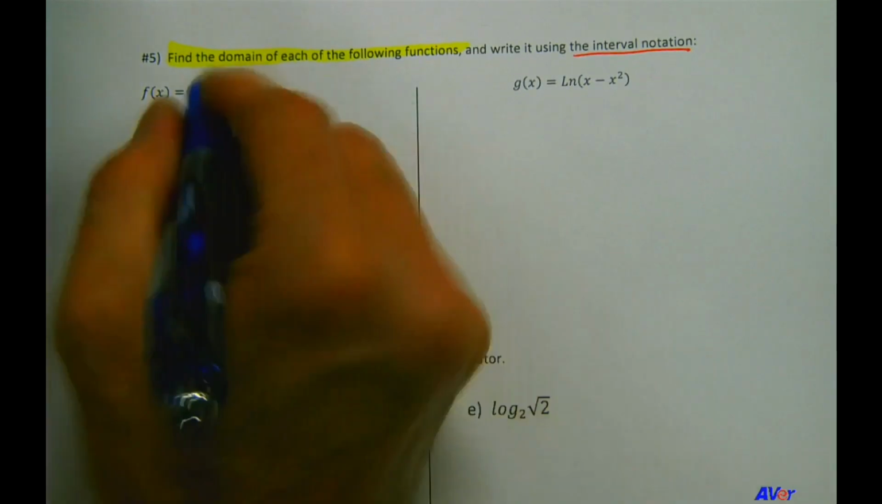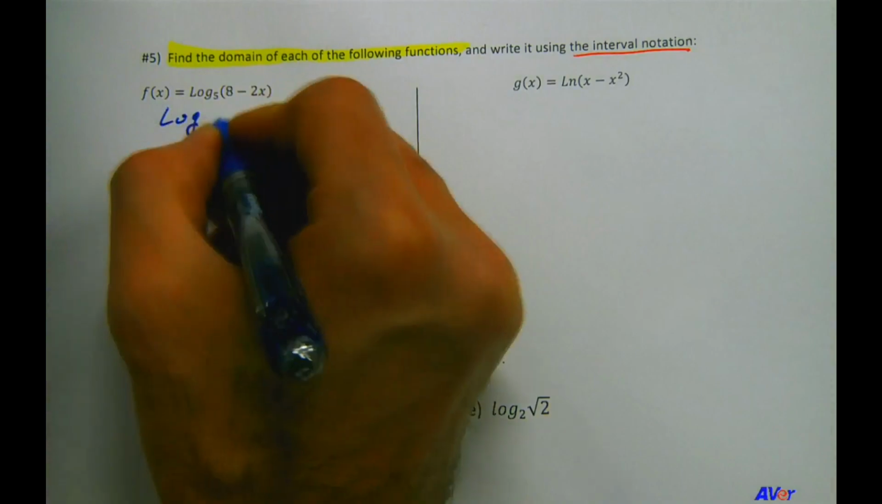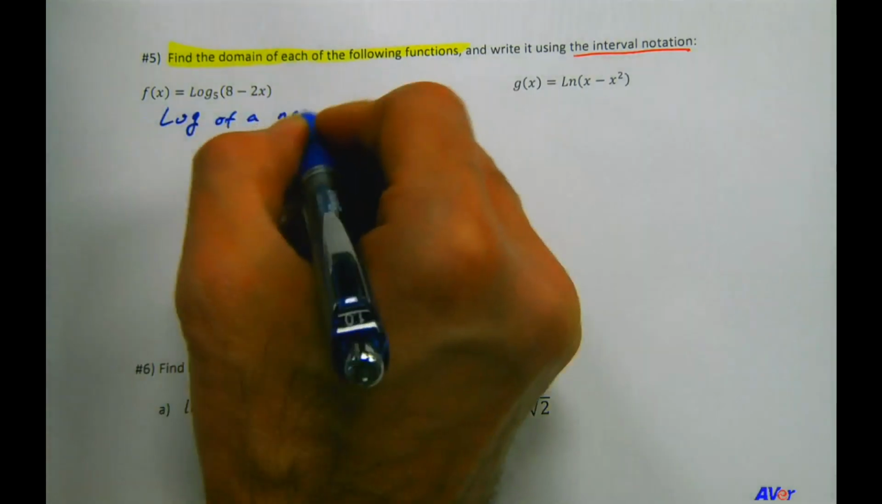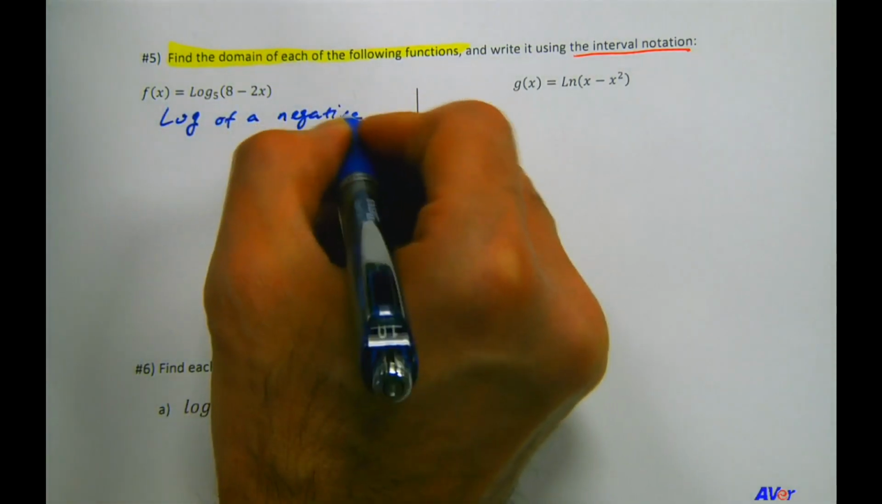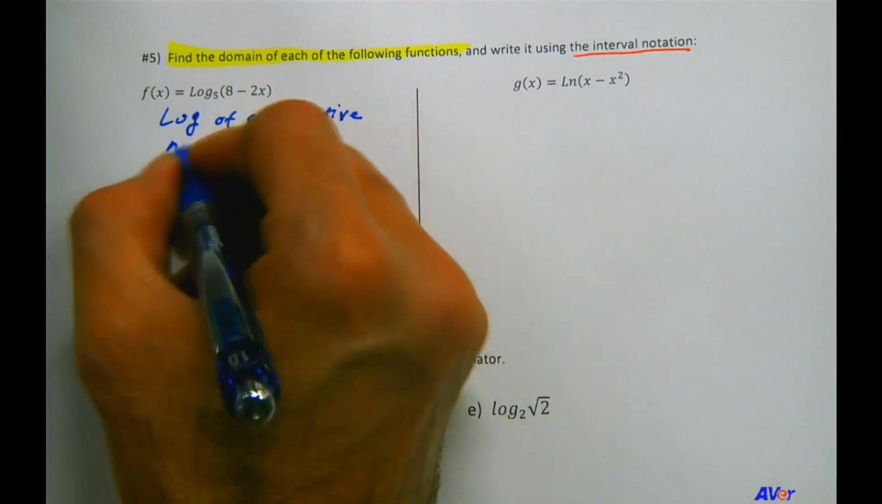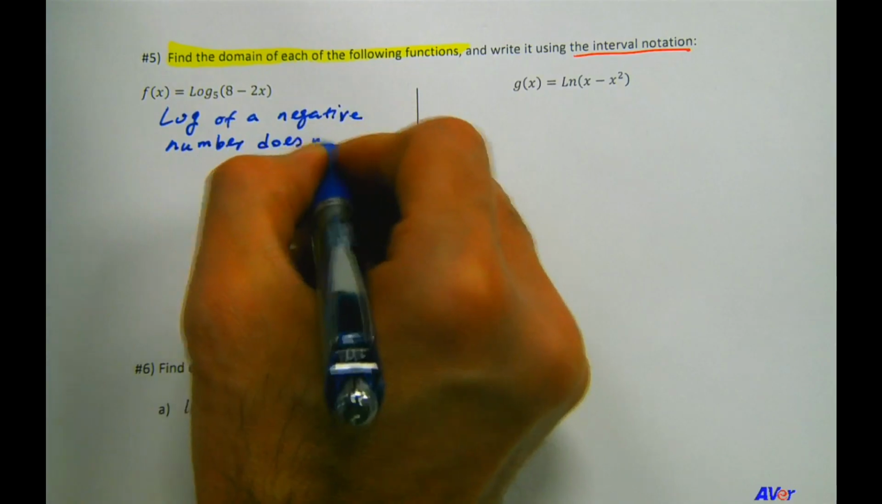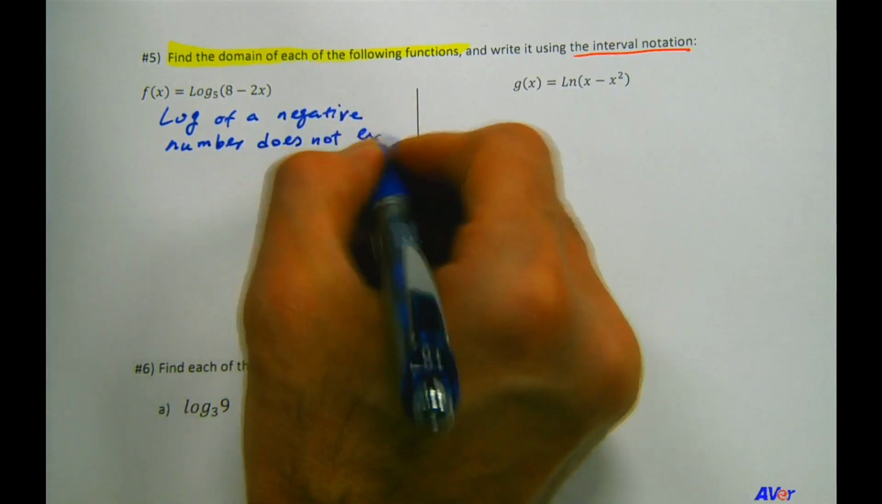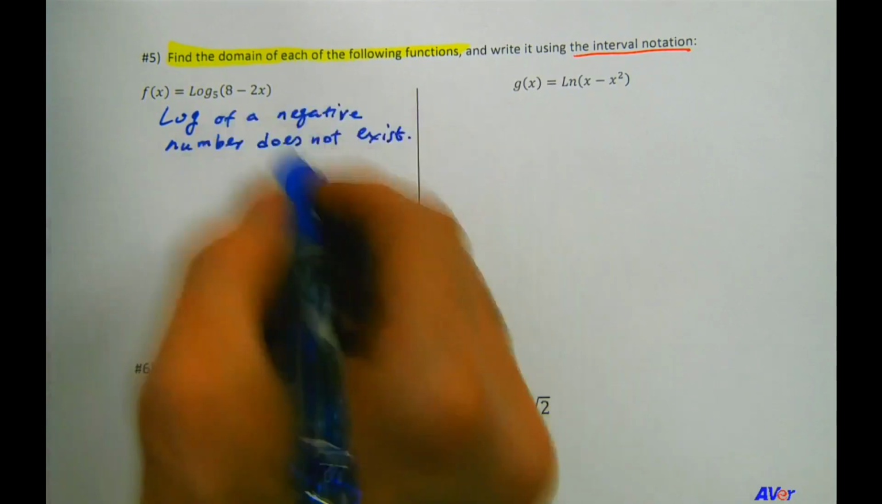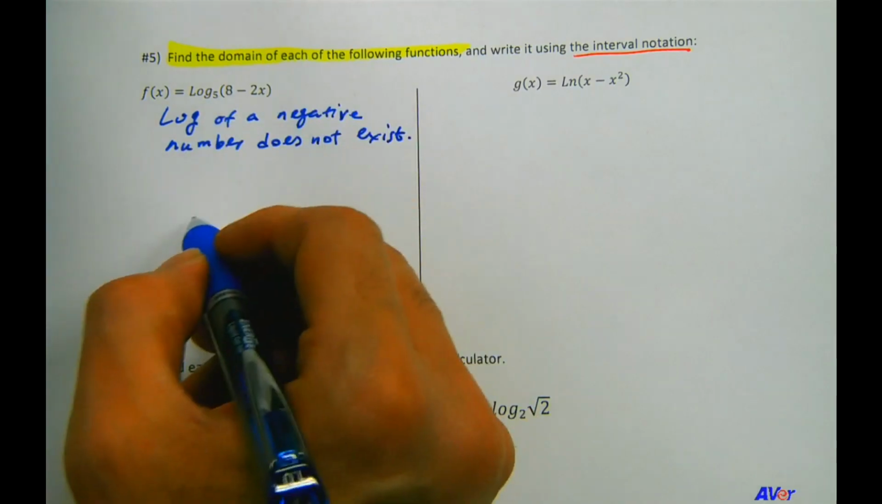Okay, so we know that the log of a negative number does not exist, right? So let's use this to our advantage to find the domain of this log function.